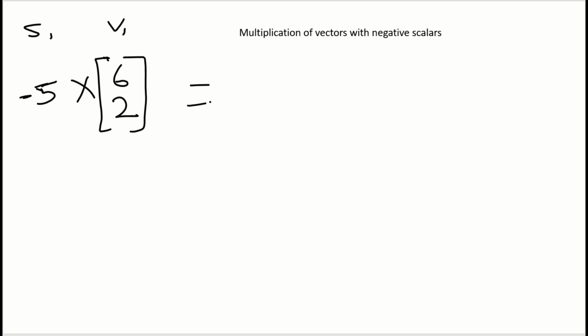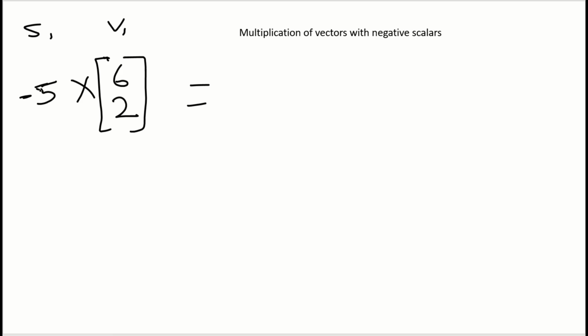Now what happens when we multiply the vector with a positive scalar? Either it dilates the vector or it contracts the vector, depending upon whether the scalar is more than 1 or less than 1, but more than 0, of course. If it is between 0 and 1, then the vector will be contracted. If the scalar is more than 1, the vector would be dilated.